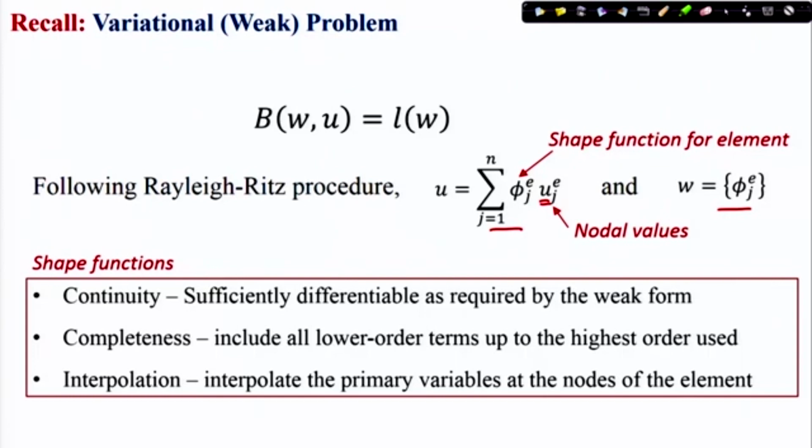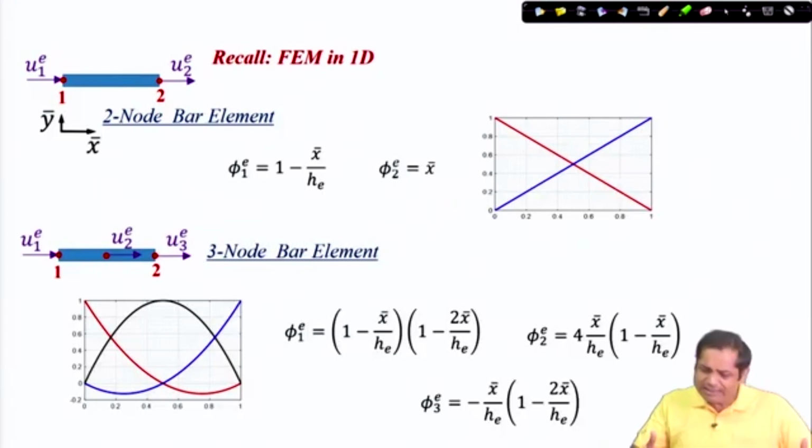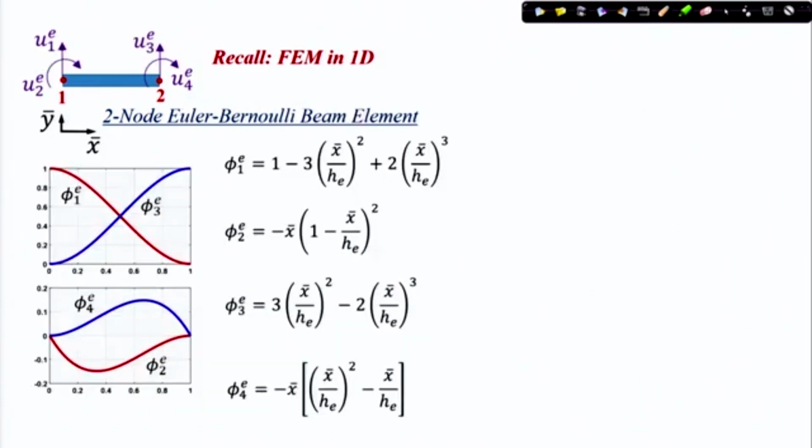So we know this. Now, these are the shape functions we have in one-dimensional problems. If you recall, for the two-node bar element, the shape function is linear. This is how these functions look. If we have a three-node bar element, there are three shape functions because you have three nodes here. So this is the expression of the shape functions. And for the Euler-Bernoulli beam element, you see these are the shape functions. We have 4 degrees of freedom.